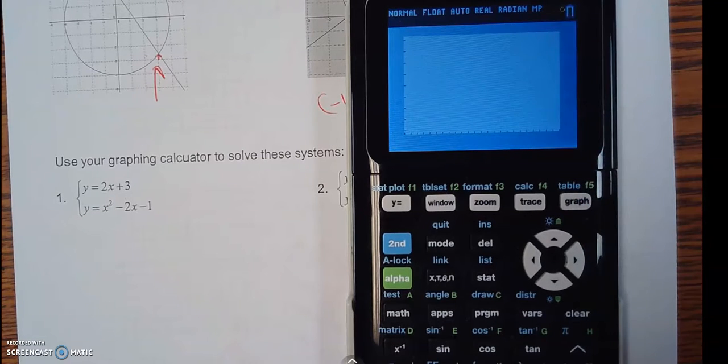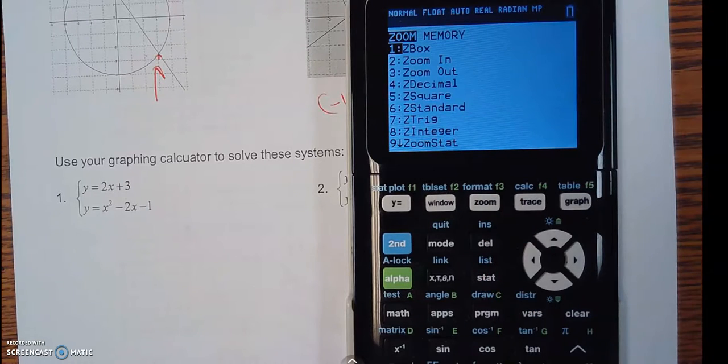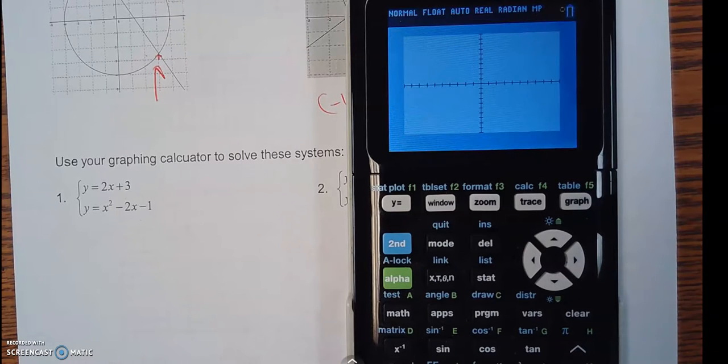If your screen looks weird like mine, with no crosshairs and no Cartesian plane, what's going on is I must have zoomed in at some point on something else. The quickest way to get back to your normal screen, with the origin in the middle, is to push zoom, and then number 6. You can push the number 6 or scroll down to 6 and hit enter. That's up to you. So zoom standard puts the crosshairs right in the middle.